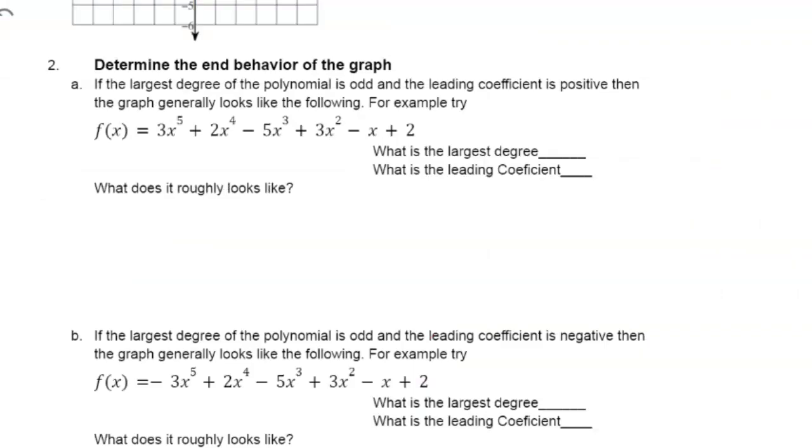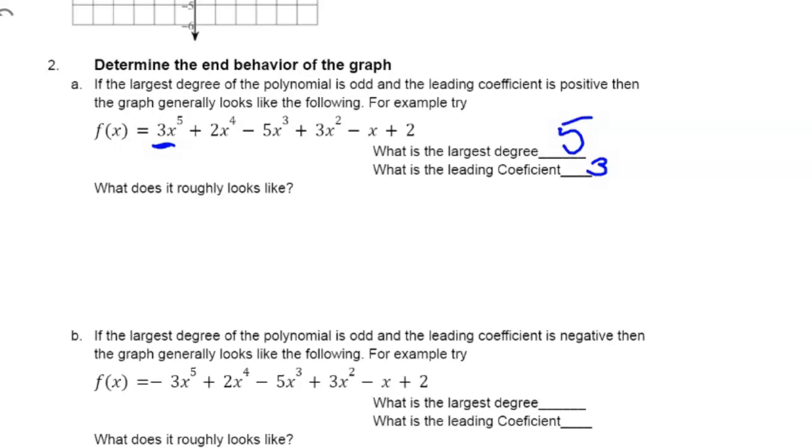The next thing we'll talk about is end behavior and just kind of what it looks like on the extreme side. So if you look at this, it says if the largest degree of the polynomial is odd and the leading coefficient is positive, then the graph generally looks like the following. I don't have the graph there for you yet. So in this case, my largest degree is 5, and my leading coefficient is this 3 right here. So it is odd and positive, greater than 0.